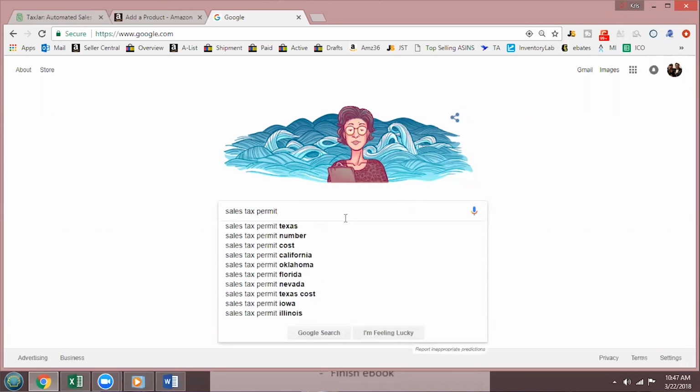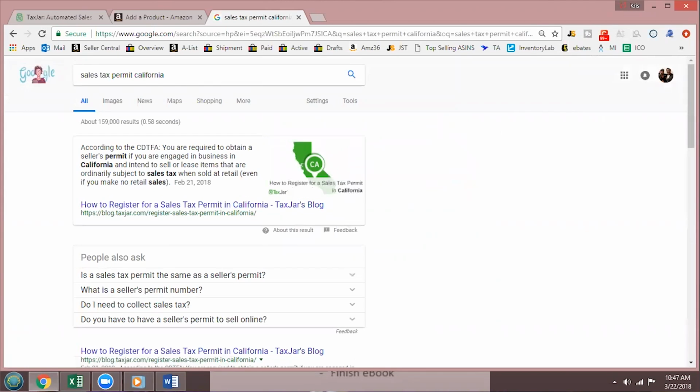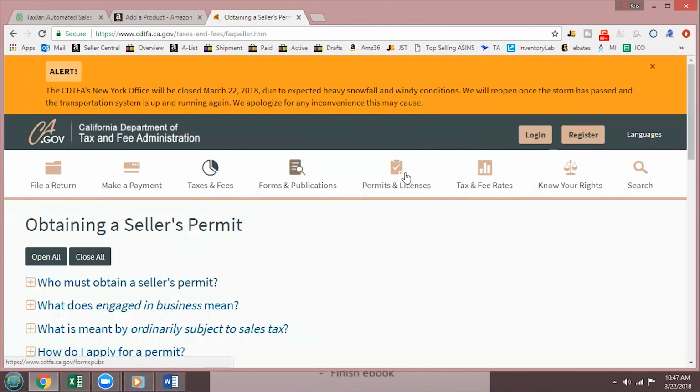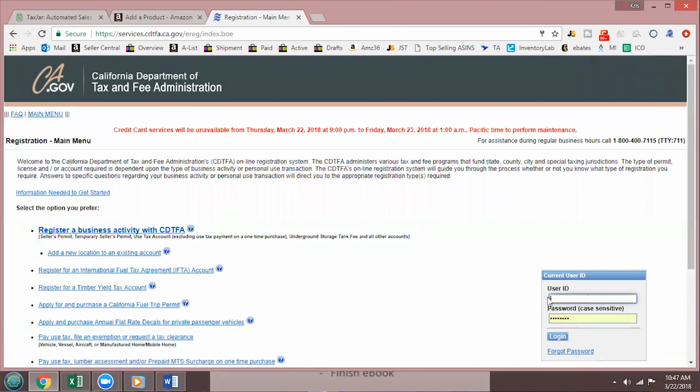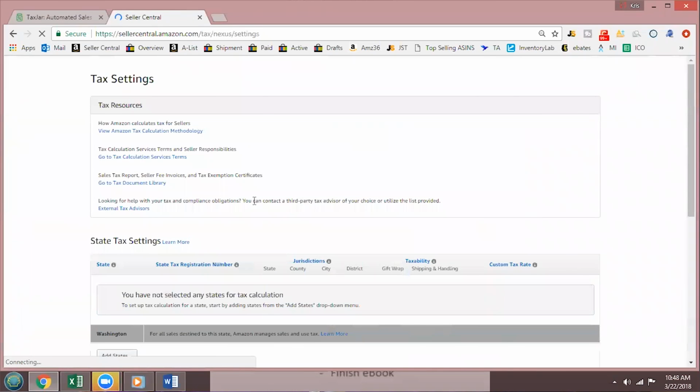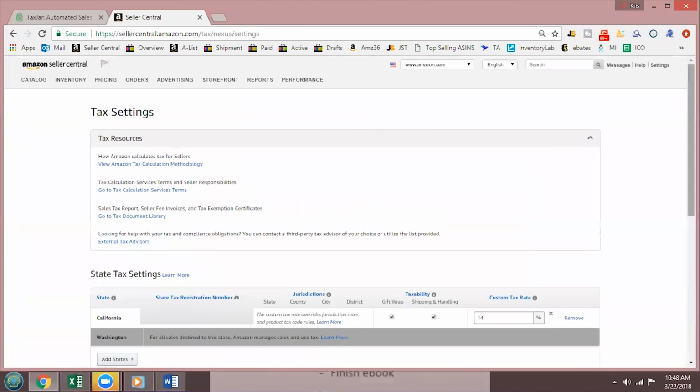All you have to do is go to Google, type in seller's permit, fill out the forms for your state, and you will get a number usually within 24 to 48 business hours. From there, you take that number, and for Amazon, which is what we're talking about, you go into your Amazon Seller Central, go to settings, click on tax settings, and keep following the steps and clicking continue until you get to the state section. This is where you plug in your seller permit ID, and the sales tax percentage that you're collecting for your state.